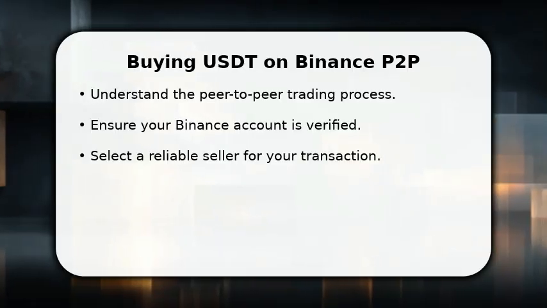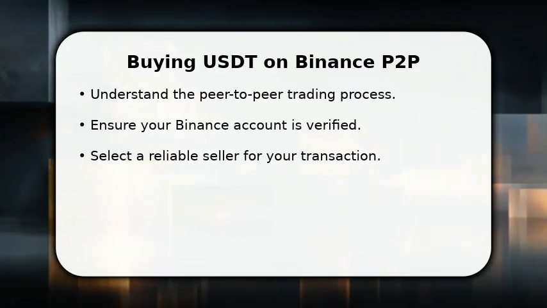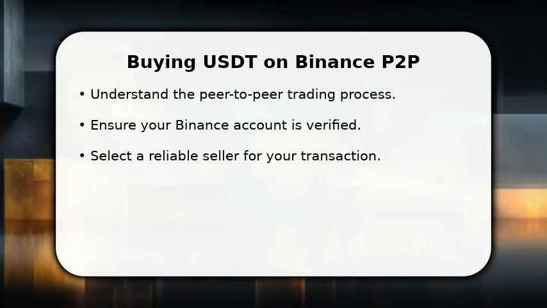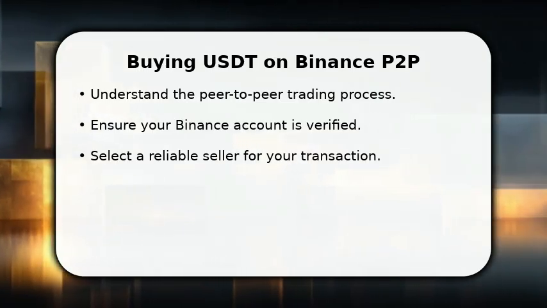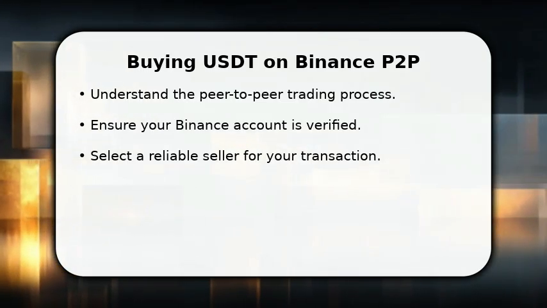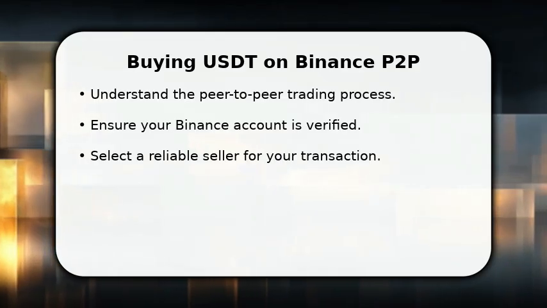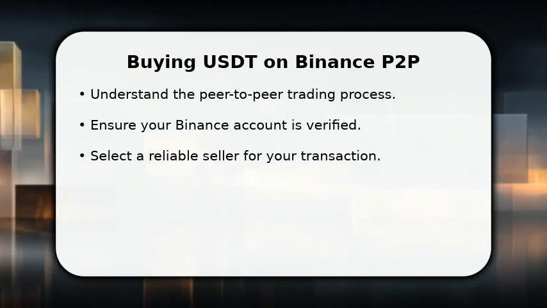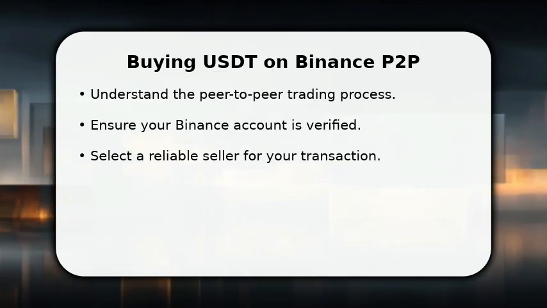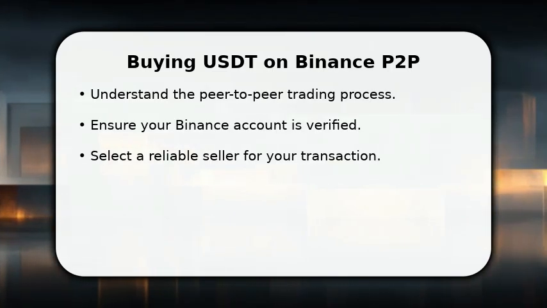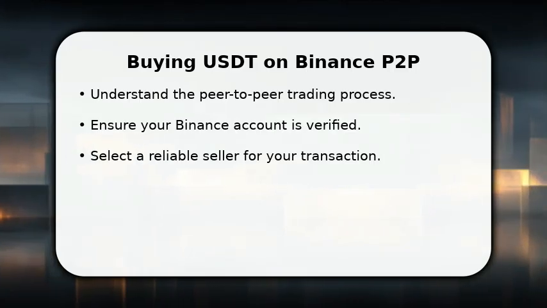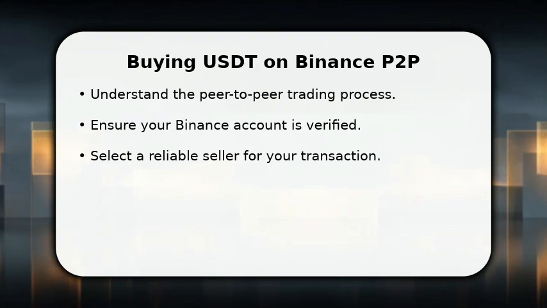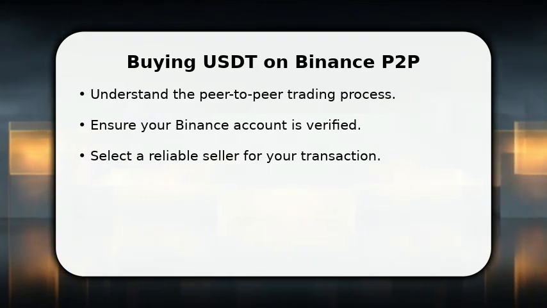In this video, I will explain how to buy USD on Binance using the P2P method. First, ensure your Binance account is fully verified to access P2P trading. Then, we'll navigate to the P2P section, select USD, and choose your preferred local currency. It's crucial to understand the process to ensure a smooth and secure transaction. We'll cover selecting reliable sellers and initiating your first order with confidence. This guide will walk you through each step clearly.